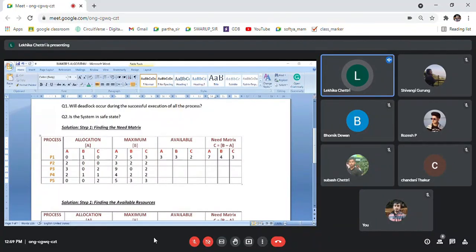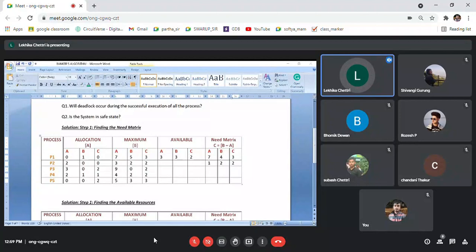Chandni, are you there? Okay, Chandni, give me the need matrix for P2. The 1, 2, 2. Very good. Thank you, Chandni.